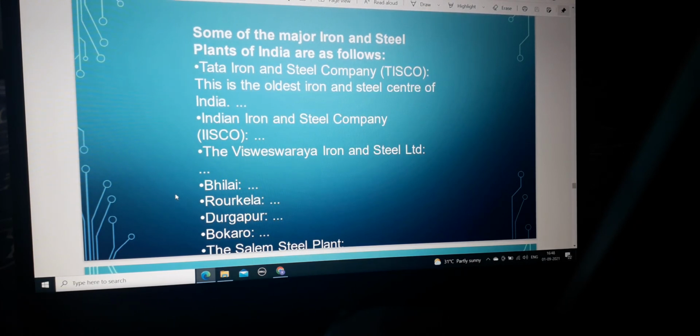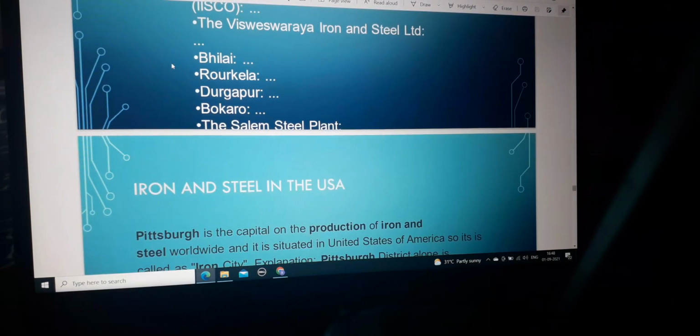Some of the major iron and steel plants of India are as follows. Tata Iron and Steel Company, TISCO. This is the oldest iron and steel center of India. Indian Iron and Steel Company, ISCO. The Visvesvaraya Iron and Steel Limited. And there are some small iron and steel plants in Bhilai, Rourkela, that is in Odisha. Bhilai is in Assam. Again, Rourkela is in Odisha. Durgapur is in West Bengal. Bokaro is again in West Bengal. The Salem steel plant, it is again in West Bengal.